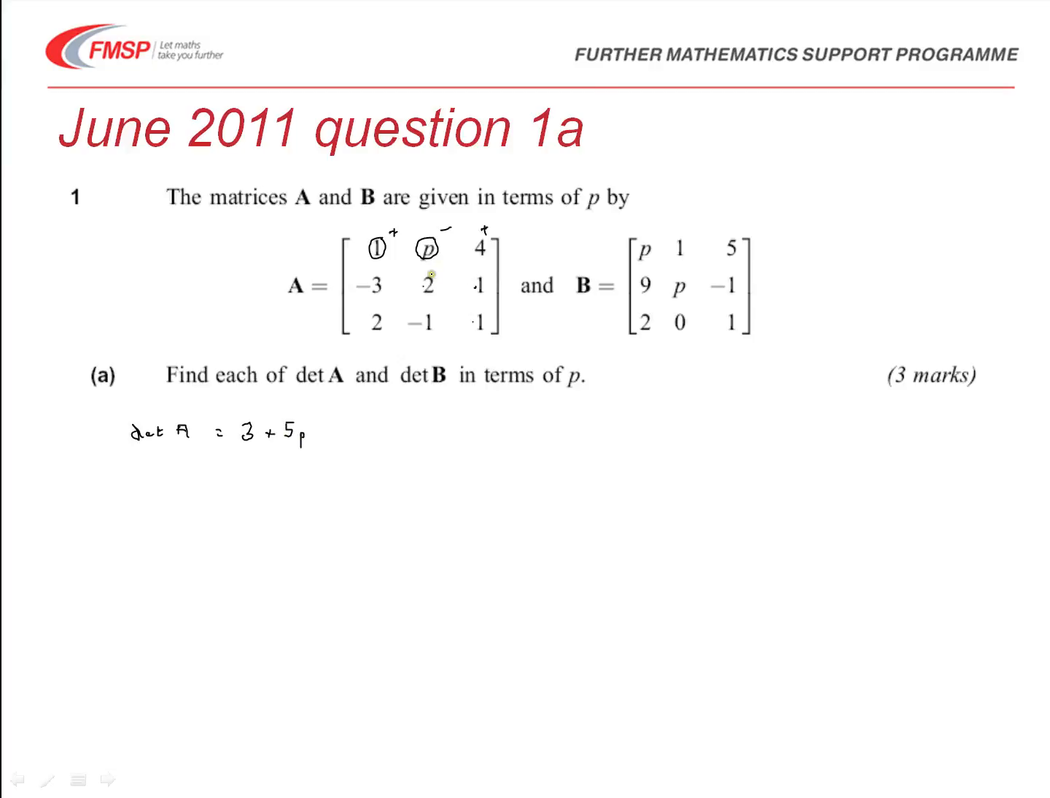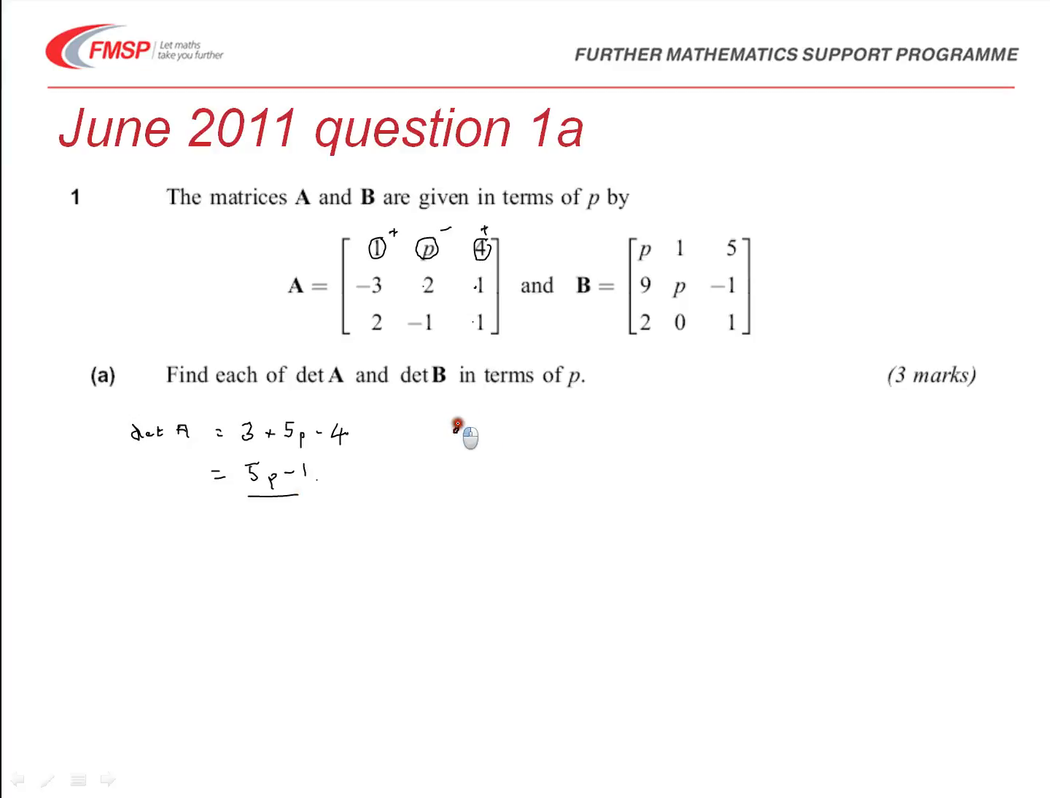And then finally with the 4, we are going to have the determinant of negative 3 and negative 1 and 2 and 2. So that becomes negative 3 minus 4, so negative 1 with that 4, so that's going to become a minus 4. And so overall we've got 5p minus 1 for that first determinant.